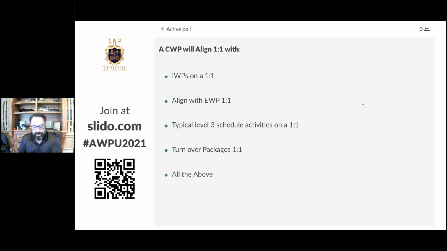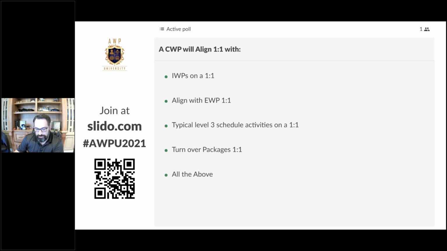So let's look at it from the point of view of a CWP. So a CWP will align one-to-one with what? Okay, IWPs on a one-to-one? No, multiple IWPs will make up a CWP, so that's not correct.